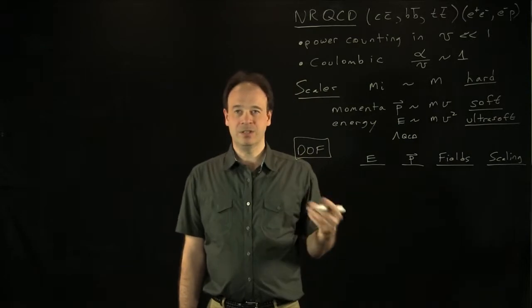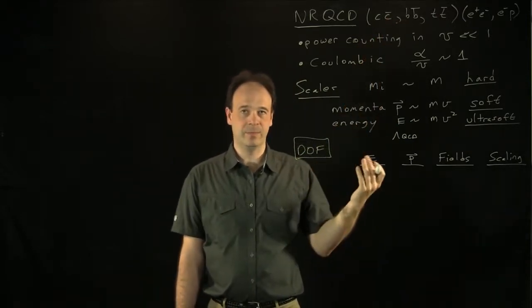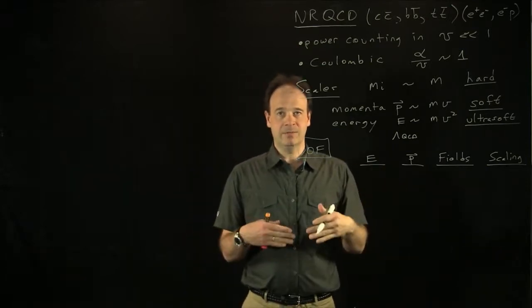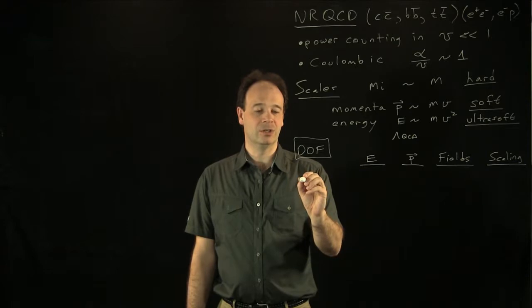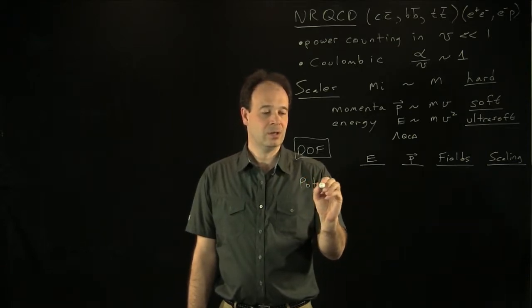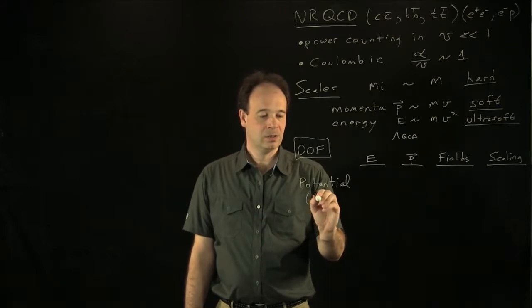And the first one we need is just the heavy particles. We have c c-bar, b b-bar. We have those heavy particles. We take the non-relativistic limit. Those become non-relativistic particles, and we're going to call them potential particles. So these are our heavy quarks.